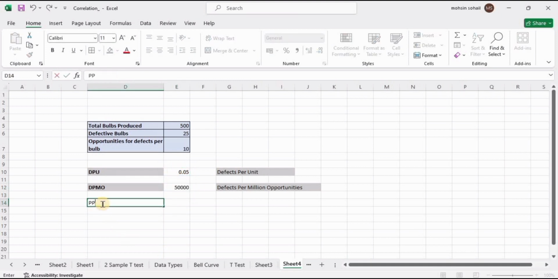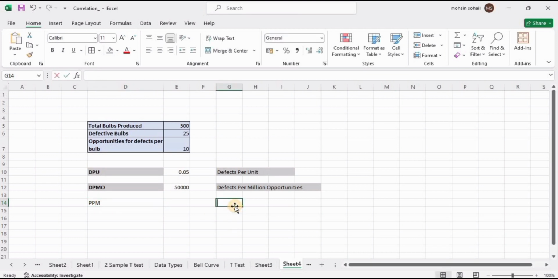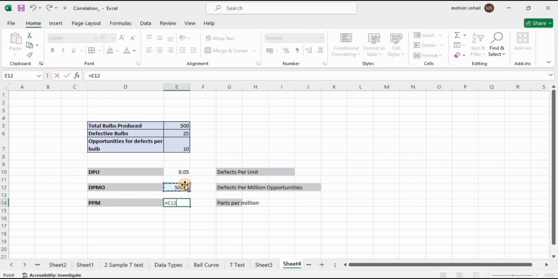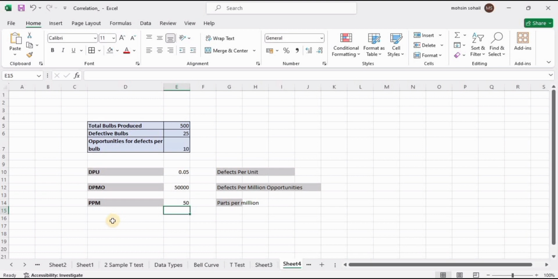And now it's time to find PPM. PPM means parts per million. So a simple formula to find the parts per million: divide DPMO by 1000. Type equal, this value divided by 1000, and we're going to have our PPM value.